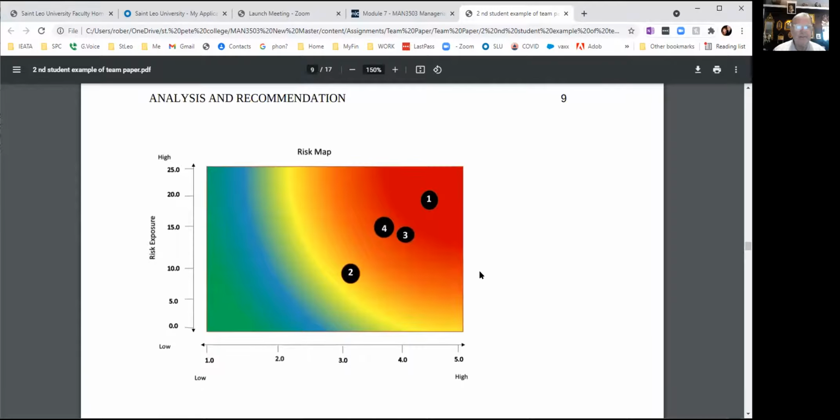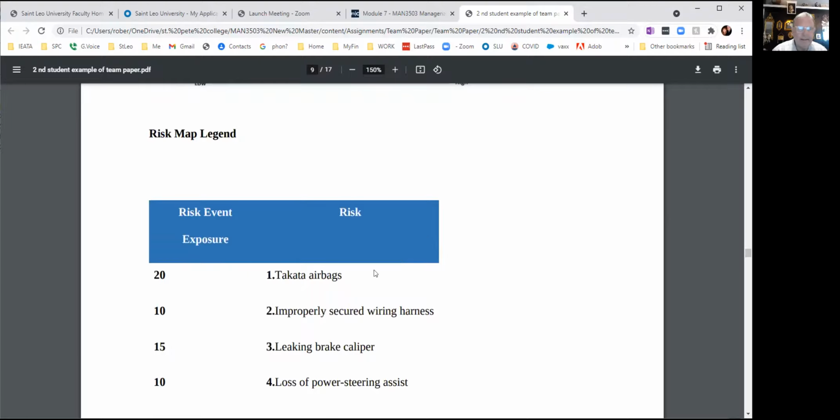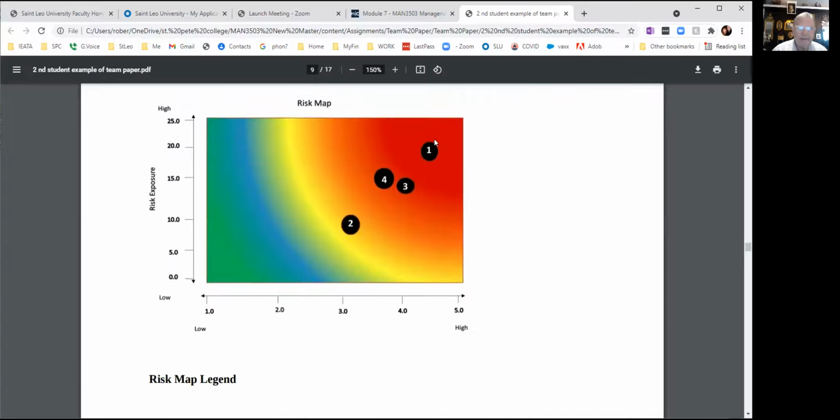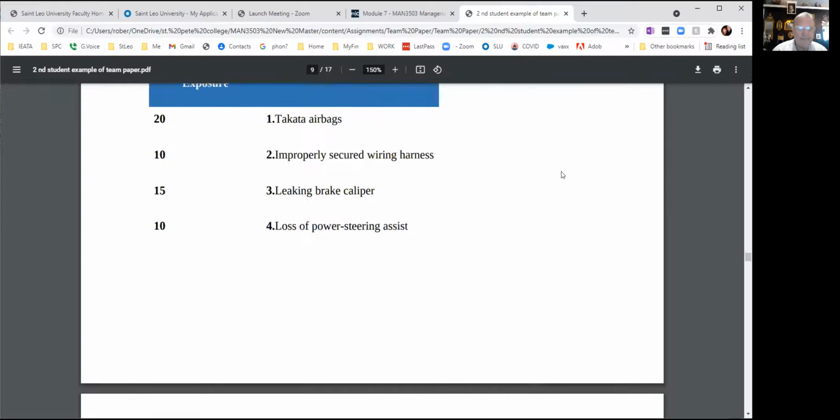Okay, then here's their risk map. So they took all the risks and put them on a risk map number, and that was their ranking for the risk. And here's the legend. So the number one risk was airbags in their case. They were facing huge lawsuits.